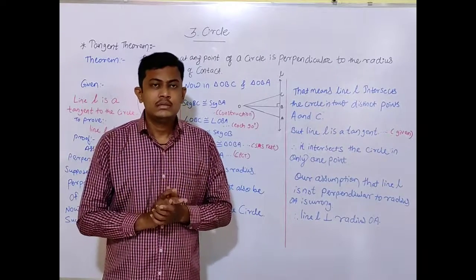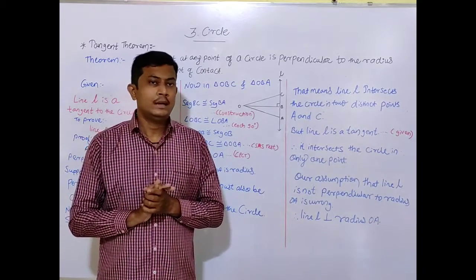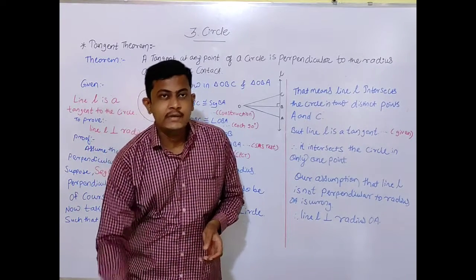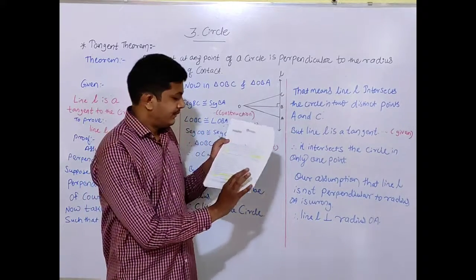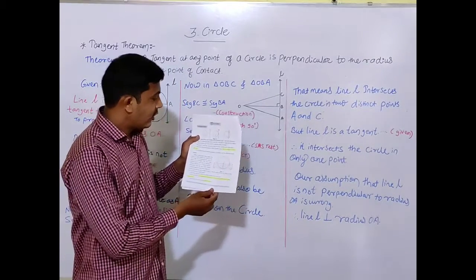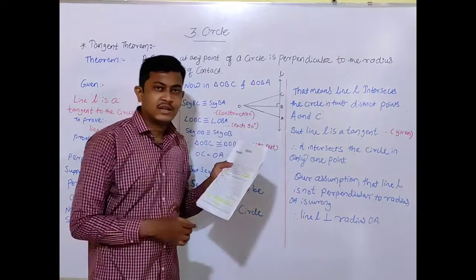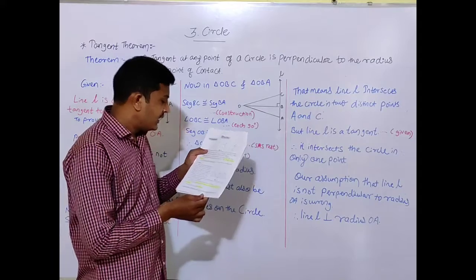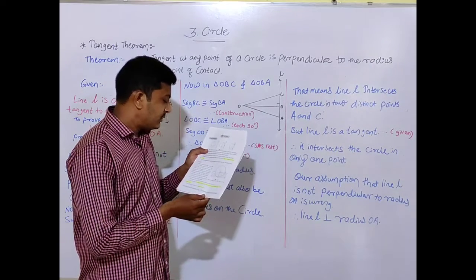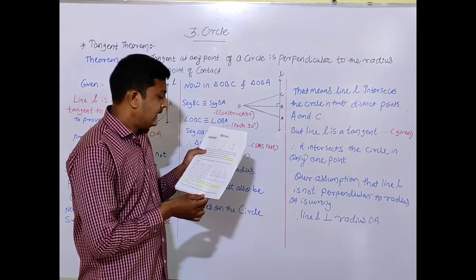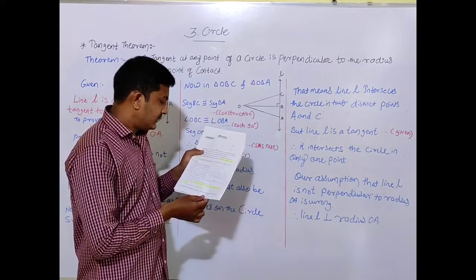Now we have to see the activity given on page number 50 of your geometry textbook. So what does the activity say? Here one figure is given. It says to draw a sufficiently large circle with the center O. Draw radius OP. Draw line AB which is perpendicular to OP. It intersects the circle at the points A and B.